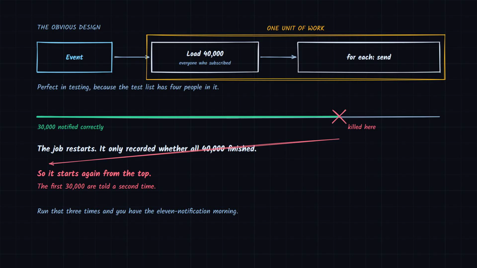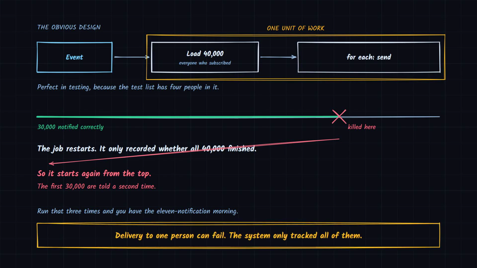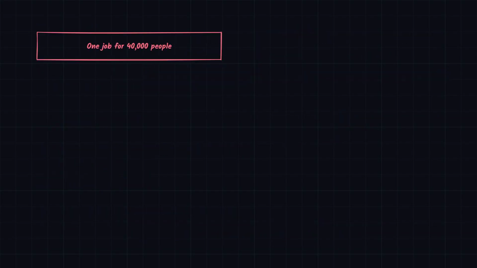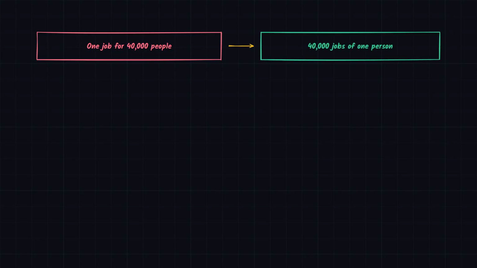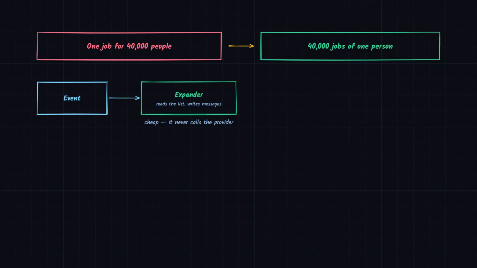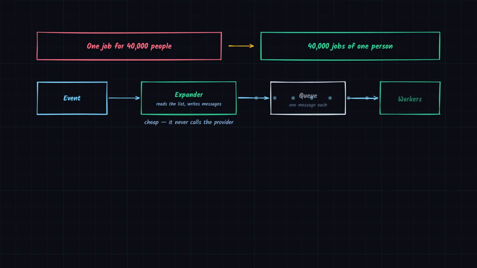The unit of work is wrong. Delivery to one person succeeded or failed, but the system only tracked whether all 40,000 did. So make the unit of work match the thing that can independently fail. Split the fan-out into 2 stages. The first stage does nothing but expand. It takes the event, reads the subscriber list, and writes 1 message per recipient onto a queue. That is all it does, and it is cheap because it never talks to the email provider. The second stage is a pool of workers, each pulling 1 message and delivering to exactly 1 person.